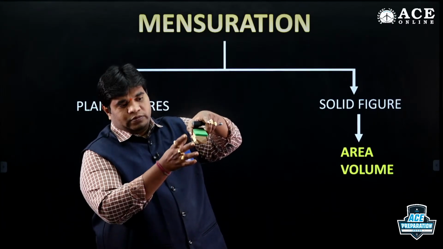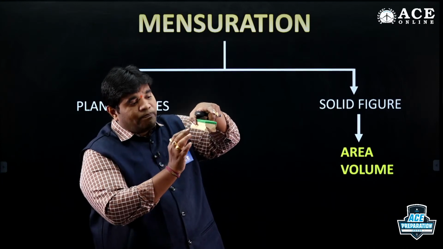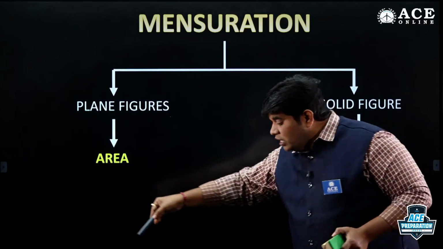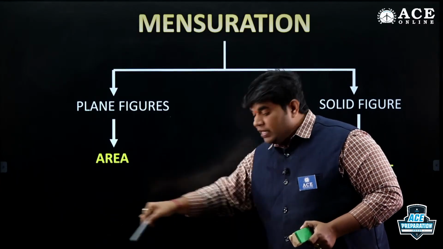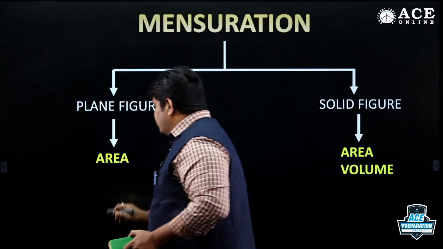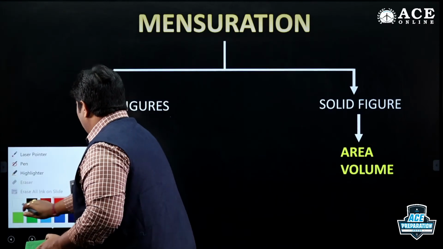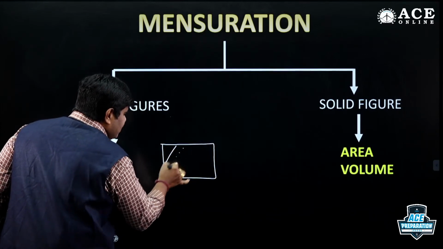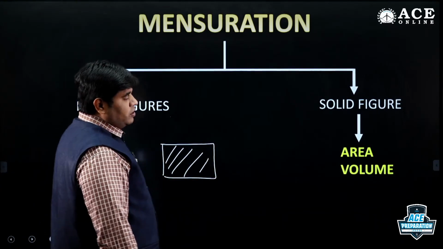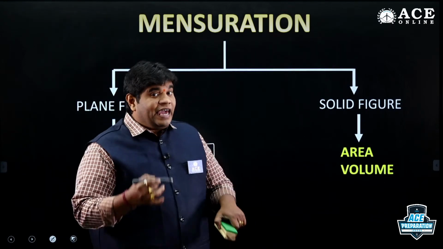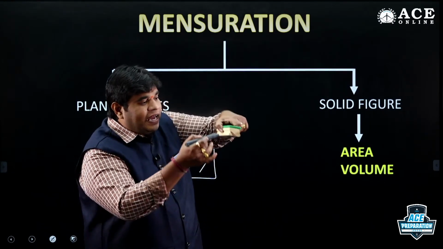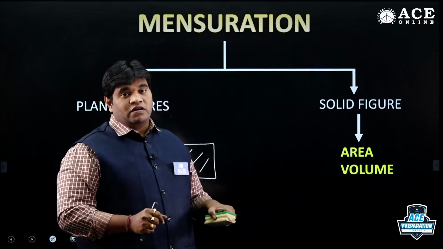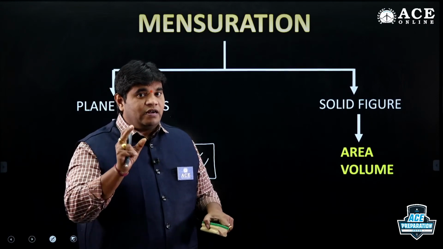So plane figure and solid figure, what is the difference? Suppose this is a duster, this is a solid figure. A plane figure has only area. Area means it occupies the place. Suppose a rectangle or square, the place it occupies is called area. Solid figures have area and also volume. So area and some height is also there. This complete thing is called volume. That is the main difference between area and volume.